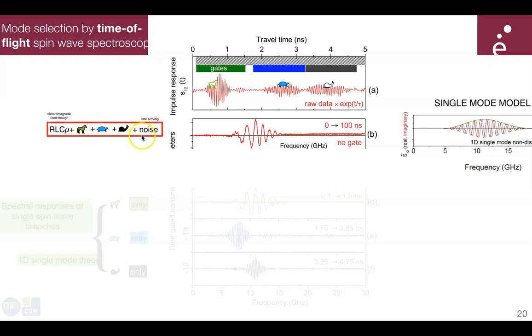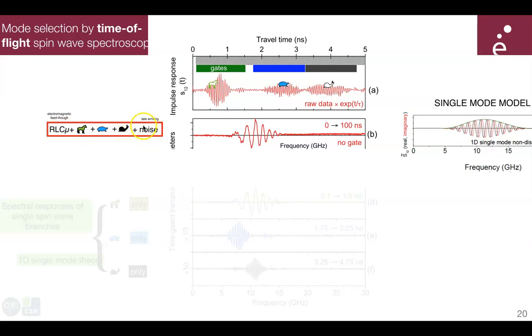It also contains noise, and it also contains electromagnetic feed-through, that is to say a direct coupling between the input and the output antenna. This direct coupling is capacitive-inductive, so it propagates at the speed of light. So it's responsible for the signal that arrives at very small travel times. So by just removing the power arriving at small travel times, you will reduce a lot of the electromagnetic crosstalk.